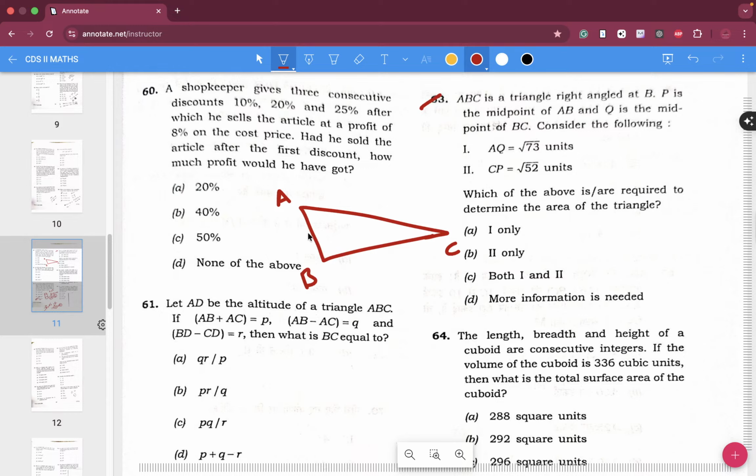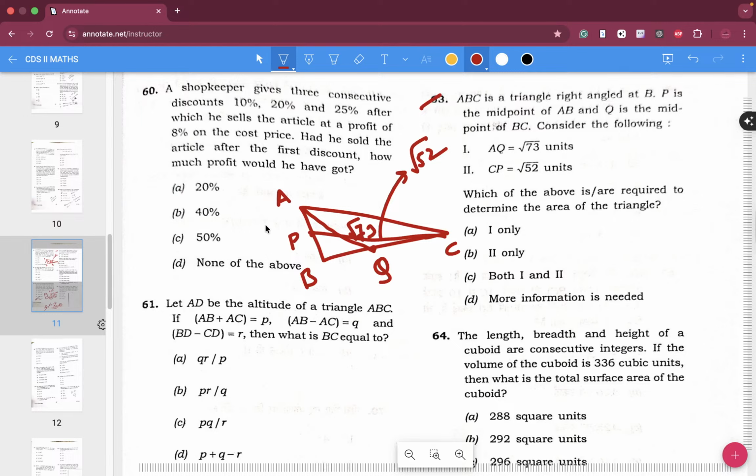P is the midpoint of AB. P over here is the midpoint of AB and Q is the midpoint of BC, right? Consider AQ. AQ over here they have said is equal to root under 73 and CP, this is your CP, they have given root under 52, right? Which of the following are required to determine the area of the triangle? Which one of these are required to find out the area of the triangle is what they are saying.